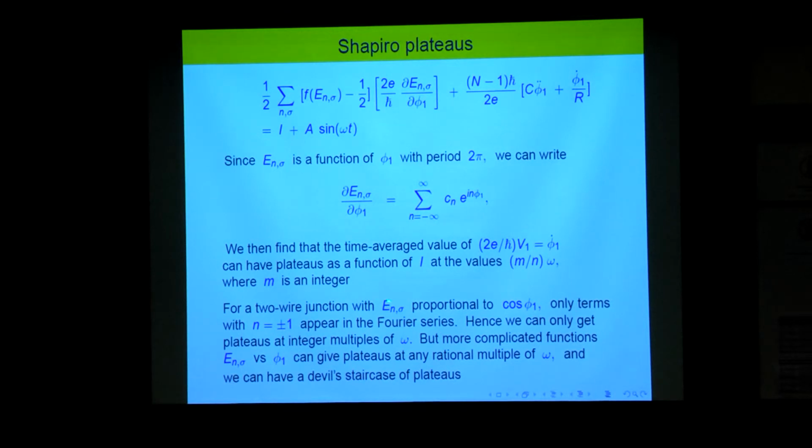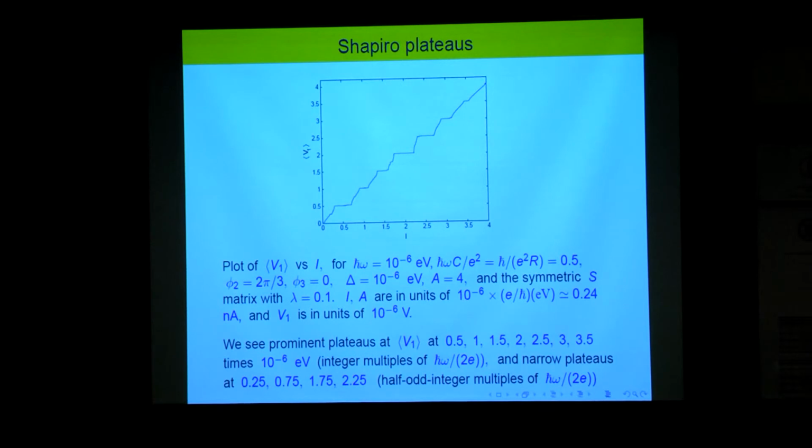Now for two-wire junctions, typically E is proportional to cos phi, so you only get n plus or minus 1 components appearing, and that's why you get Shapiro plateaus at integer multiples of omega. But here, because energy is such a complicated function of phi, you get all the Fourier coefficients appearing in general, so you can actually have plateaus at arbitrary rational multiples of the frequency omega. So in principle you can have what is called a devil's staircase of plateaus, an infinite number of plateaus.